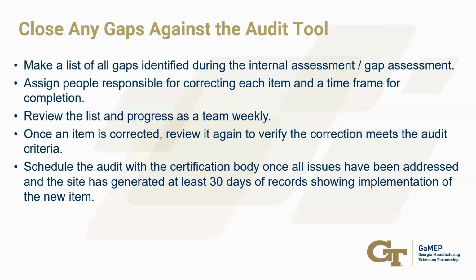Next, you'll want to close any gaps you identify. So make a list of those gaps and assign people responsible for correcting each item and a time frame for completion. Review that list as a team weekly to make sure you're on track. And once the item is corrected, review it again to verify the correction meets the audit criteria. Next, you'll want to schedule the audit with your certification body after you know you're fully prepared and have at least 30 days of records showing implementation of all of your new policies, programs, and procedures.